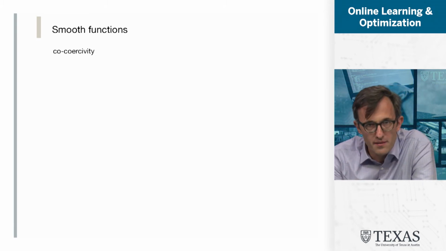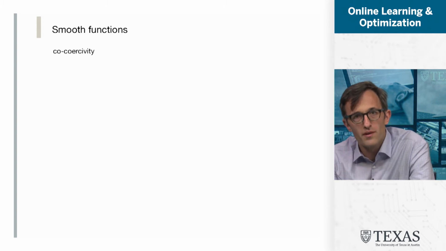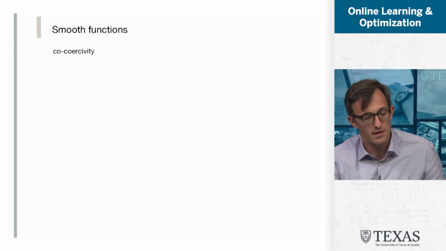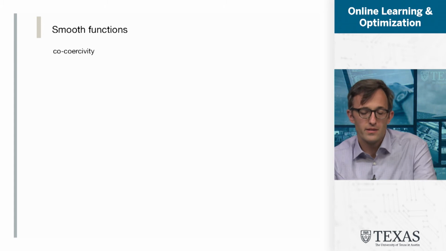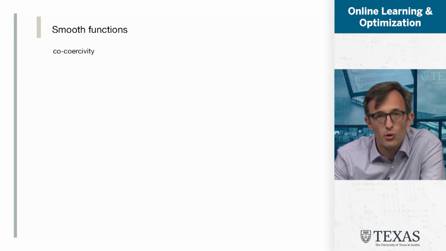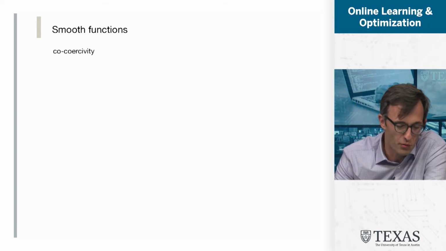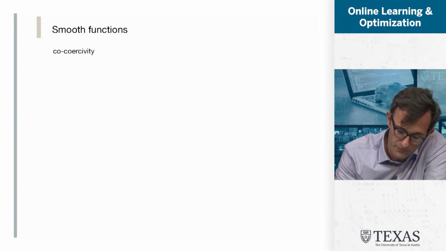Another property that's going to be useful a little bit later, but since we're deriving properties of smooth functions, it makes sense to do this now, is called co-coercivity. Co-coercivity is actually a more general property of operators, but we're going to just prove it for the gradient of a smooth function.